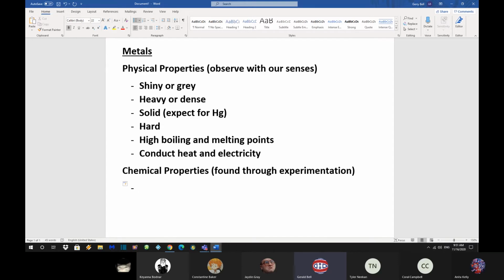They can also rust. So let's say they react with water to rust. So you leave a metal outside, eventually it's going to rust.